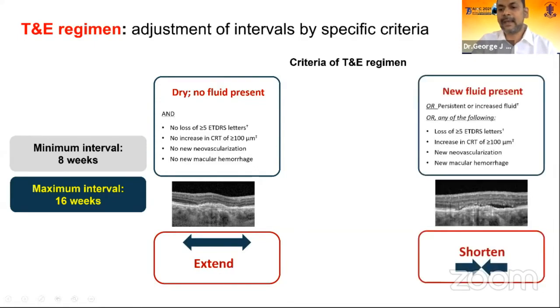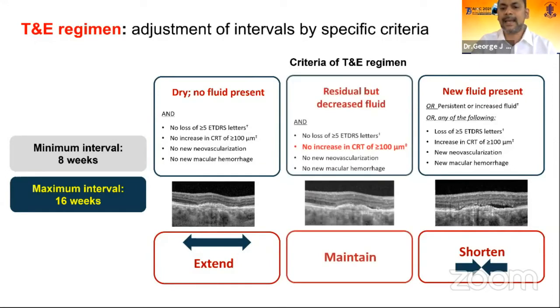case that we discussed. And if there is a new fluid and drop in vision, shorten the visits to a more frequent injection visit. And if there is a subtle residual fluid less than 100 micron here and 200 micron in the FLUID study, they maintain the injection visit interval as it is. So this is how it is decided.